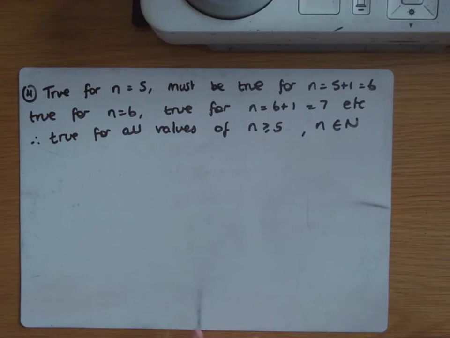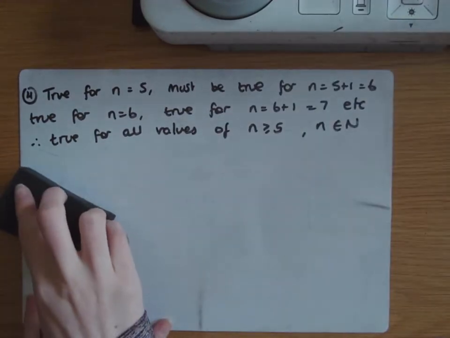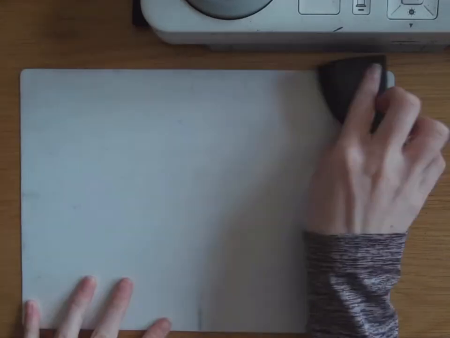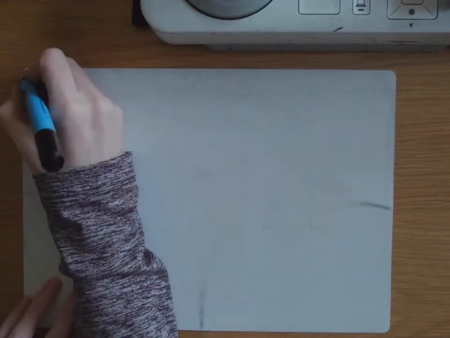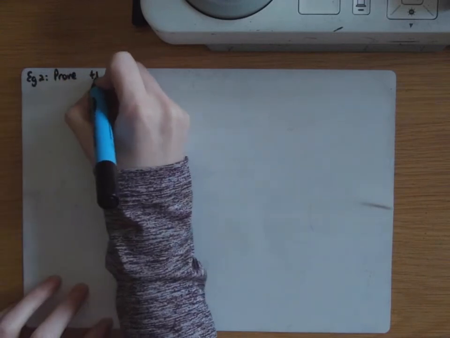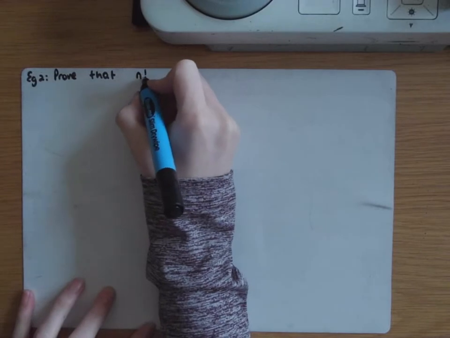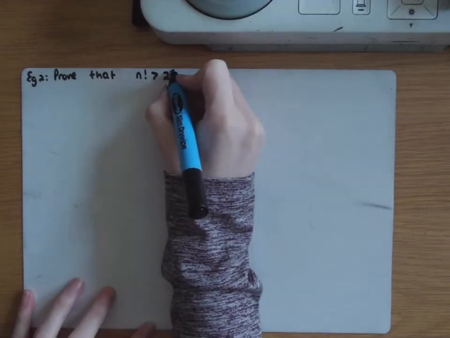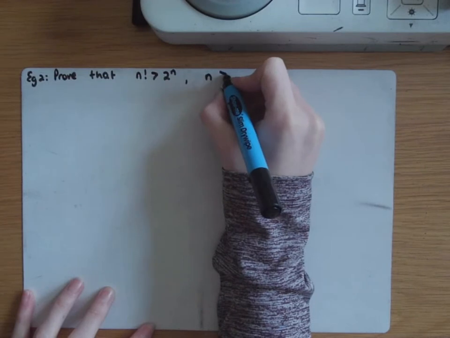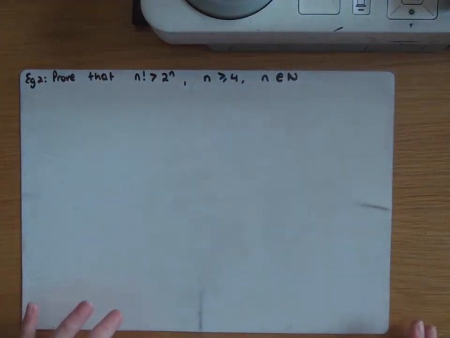Now I am going to do one here that doesn't really use that. We have to use our assumption a little bit more. Okay, so can I get rid of this? Let's go example 2. Okay, prove that n factorial is greater than 2 to the power of n. N is bigger than or equal to 4, and n is a natural number.